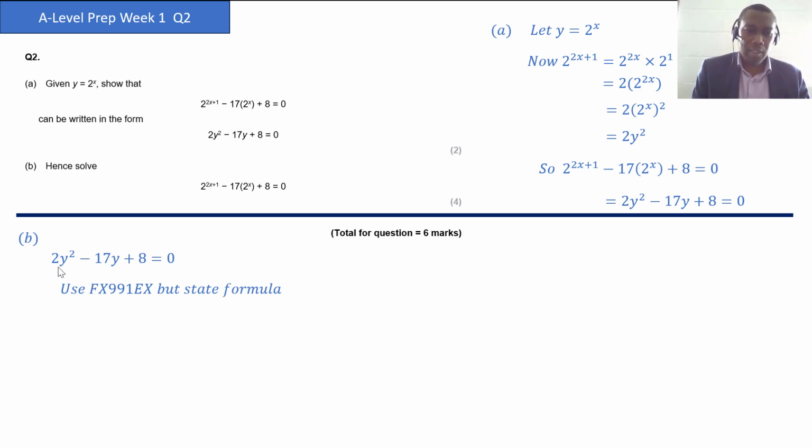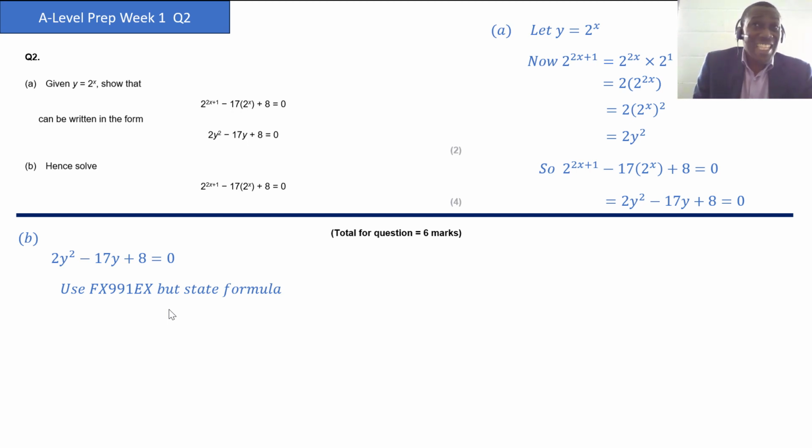It's going to get you stuck. And for this one, as soon as you write this down, you just want to solve it using the solver on the 991EX. But there is a catch. State the formula. So you would write down minus b plus or minus the square root of b squared minus 4ac, over 2a. You write the whole thing down and you'll do the substitution. You're not using the formula to do the solving, you're using the calculator, but you've got to show evidence. That's really important. There's a lot of questions where they'll ask you to show, and writing down the formula and doing the substitution is important.